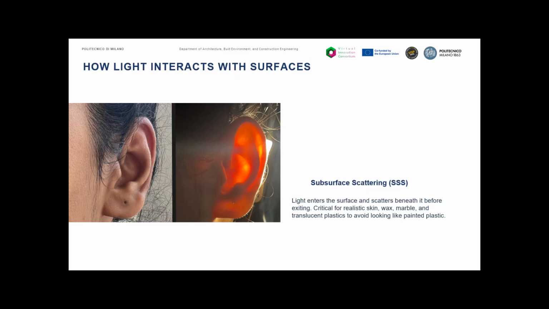In biological tissues, for example, this scattering happens in the dermis. Blood absorbs blue and green wavelengths, which is why an ear backlit by a flashlight glows in a red-orange color. Without subsurface scattering, skin renders look more like painted plastic: lifeless, very artificial.